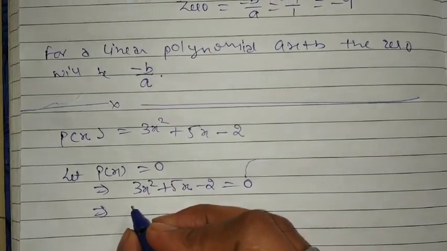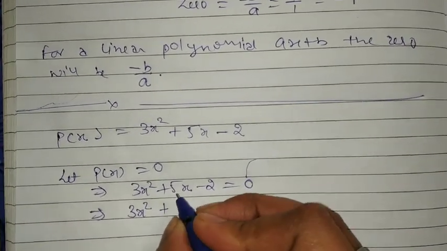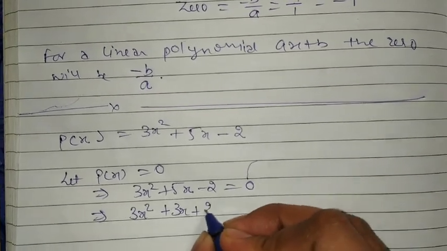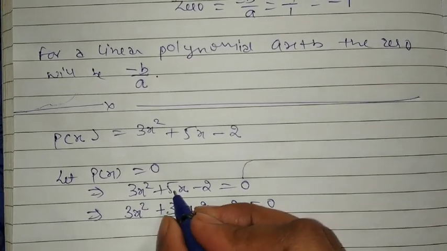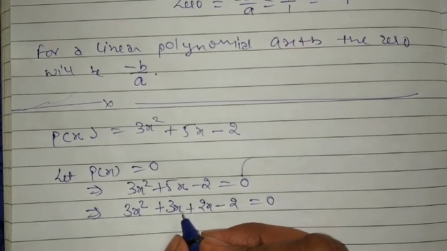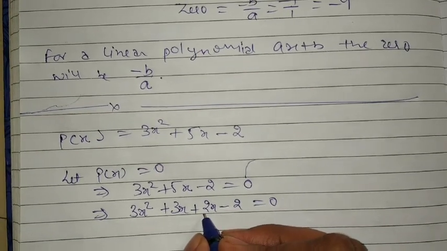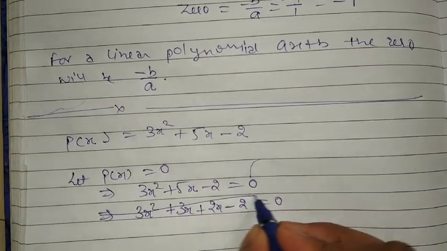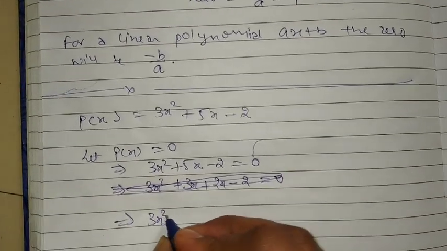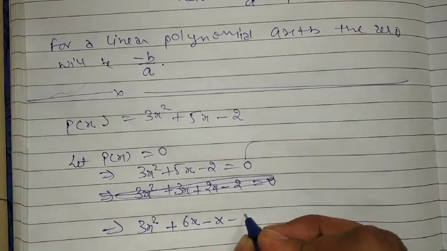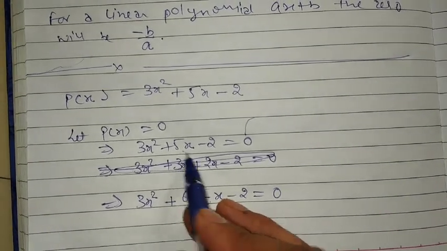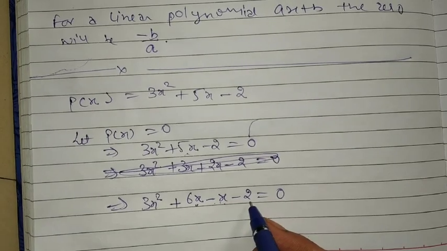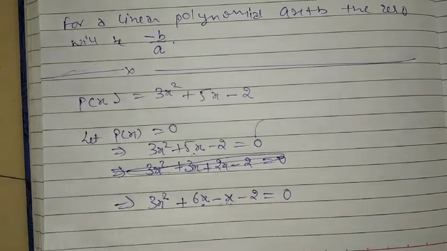In middle term splitting, we can write 5x as 3x plus 2x, minus 2. Why did I do so? Because the sum of these two terms is equal to 5x and its product will be, no, this must be 3x square plus 6x minus x minus 2 equals 0. Why? Because 6x minus x is equal to 5x and the product of 6x and minus x is equal to minus 2 into 3x square, that is minus 6x square.